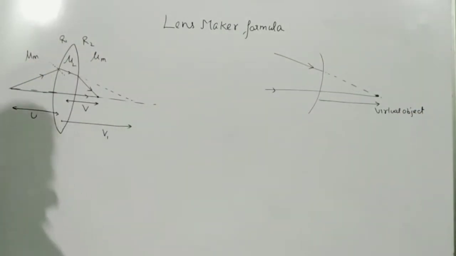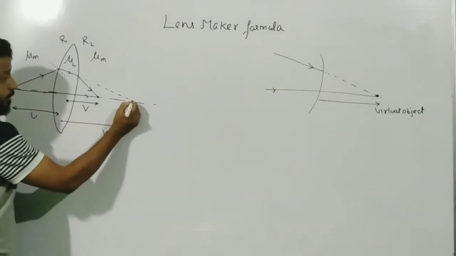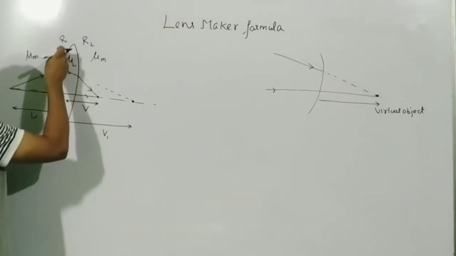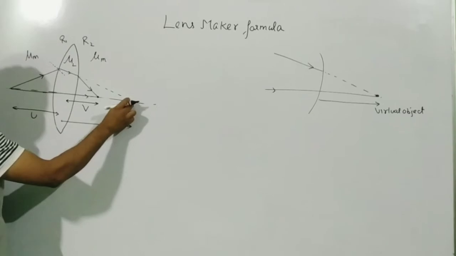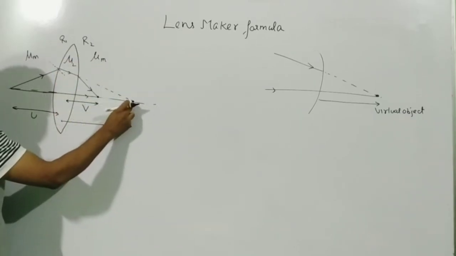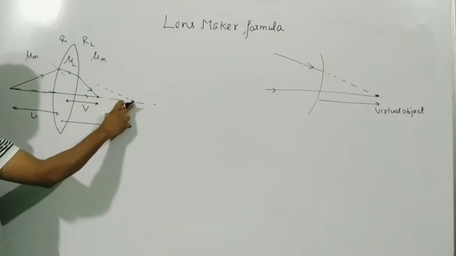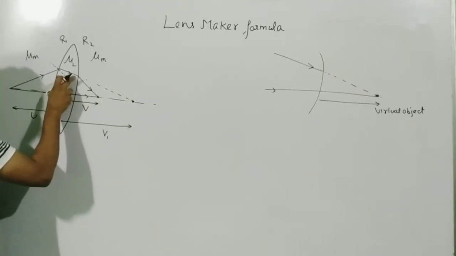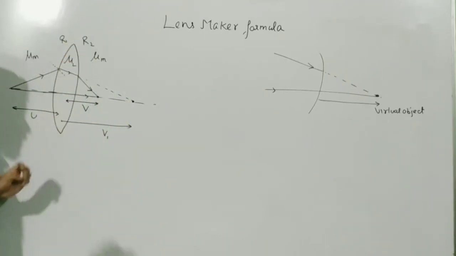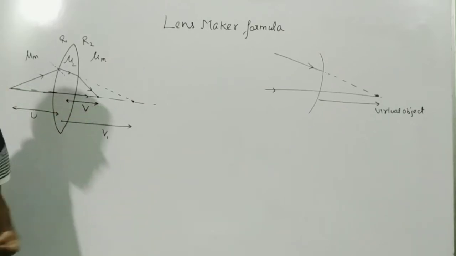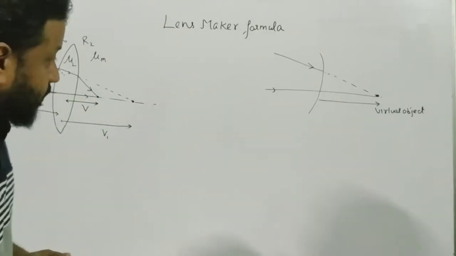So similarly, if this was the object for the first refraction, and this is the point of the first image for the first refraction, then that image becomes the virtual object for the second refraction. Hope this much is clear. Now let's try to derive the formula for this.